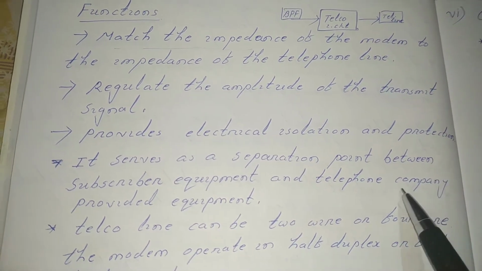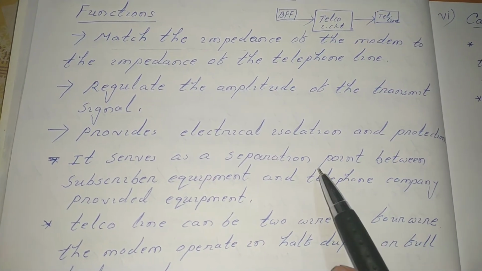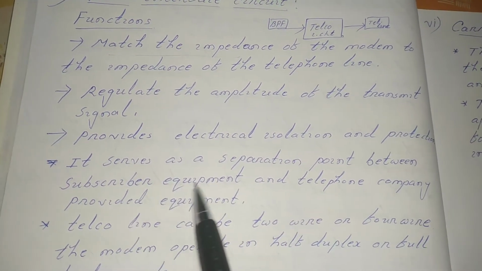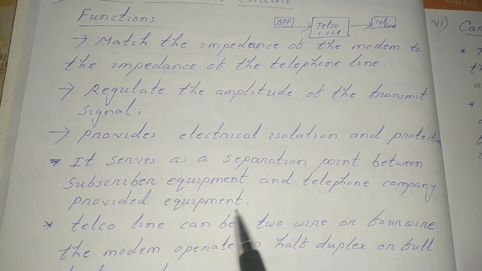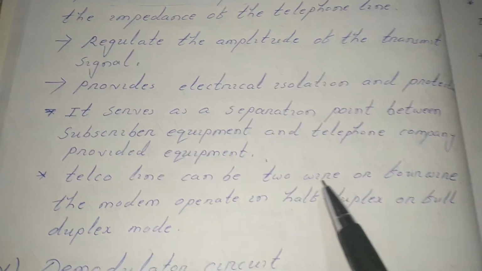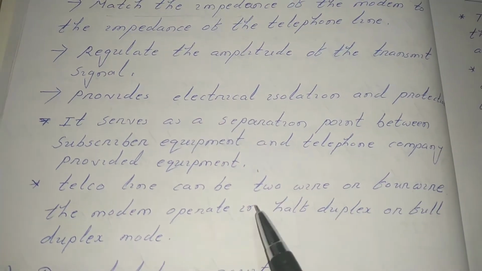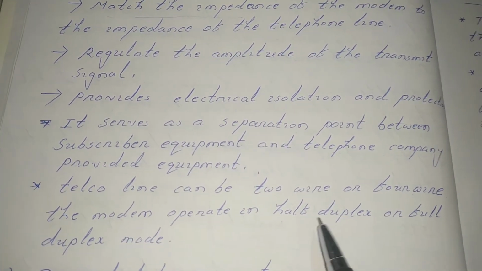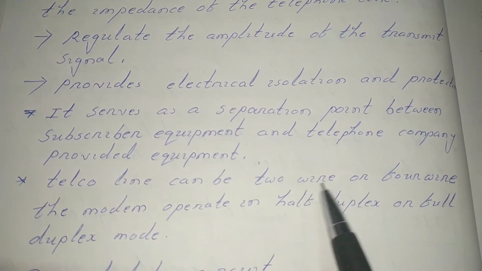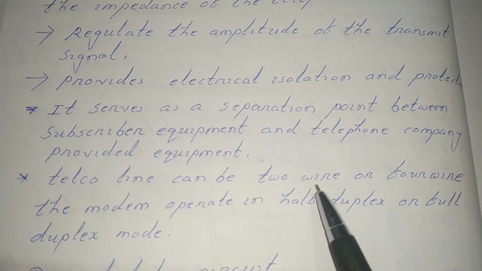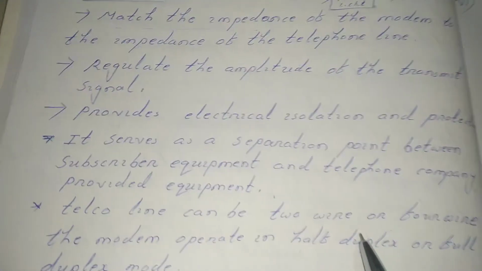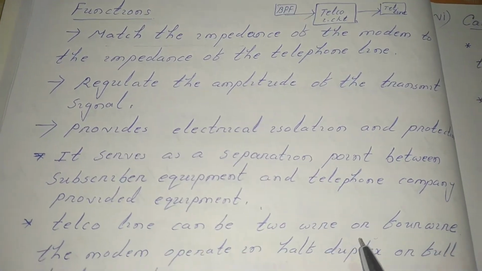Then your telco interface acts as a demarcation, or you can say a separation point, between the subscriber equipment and the telephone company provided equipment. Then the telco line can be a 2-wire line or a 4-wire line. The modem can operate in half duplex mode and in full duplex mode. If any mismatch is there, then a conversion is carried out from 2-wire to 4-wire and from 4-wire to 2-wire. So that is about your telco interface circuit.